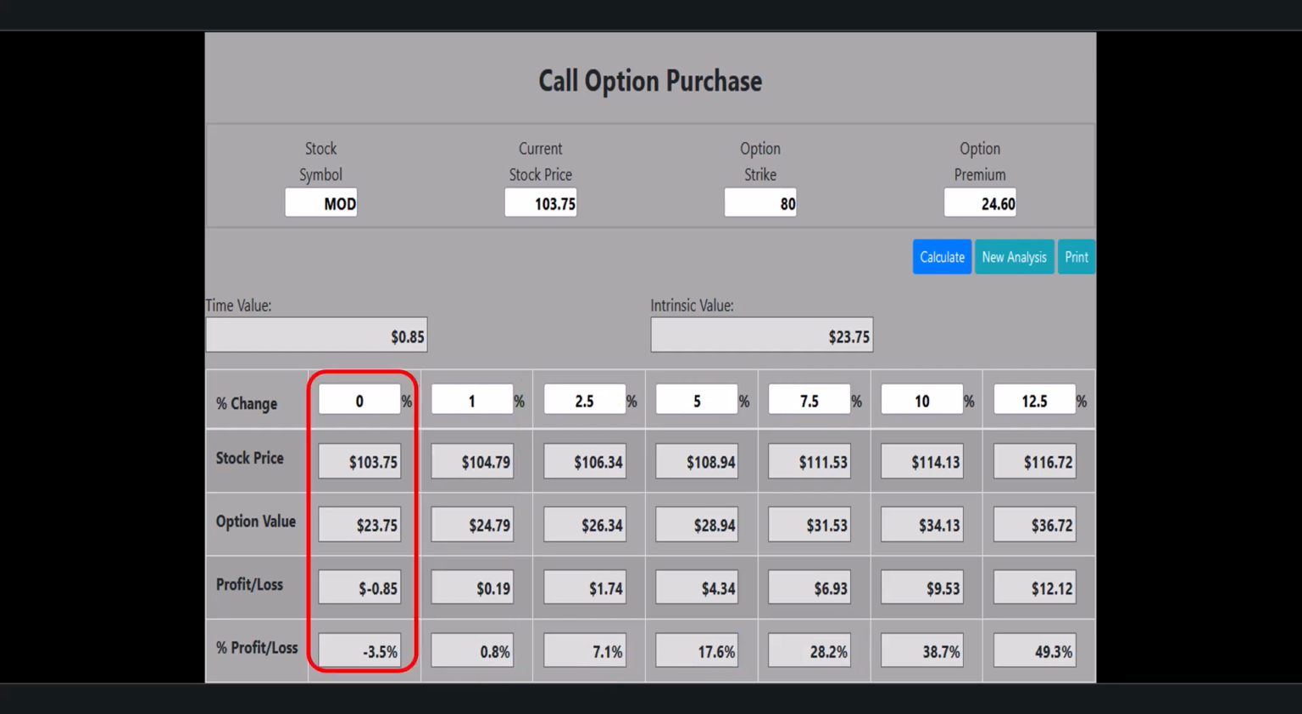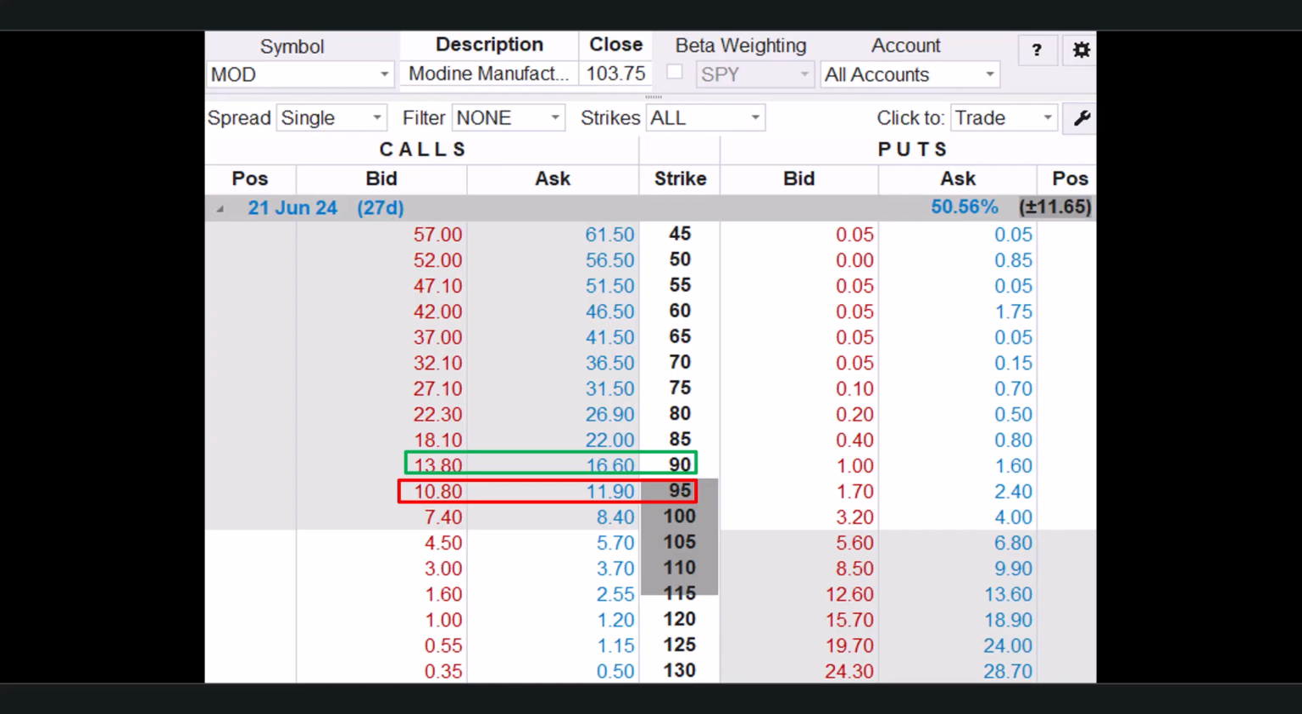And notice that if the MOD stock price does not make the expected move up and remains flat at expiration, the 80 call would only lose minus 3.5% or minus $85 compared to the minus 100% or minus $510 loss for the 105 strike call that we looked at earlier. Now we want to review a call option debit spread, aka a vertical call spread.